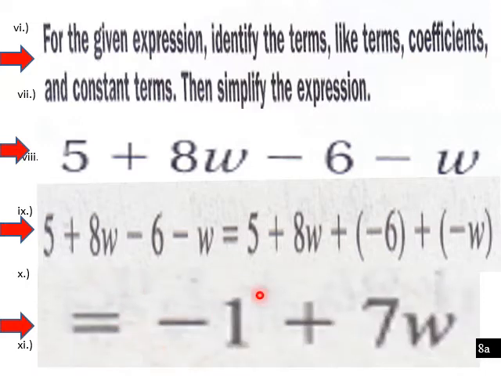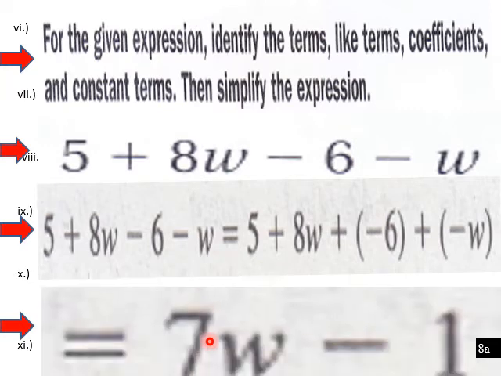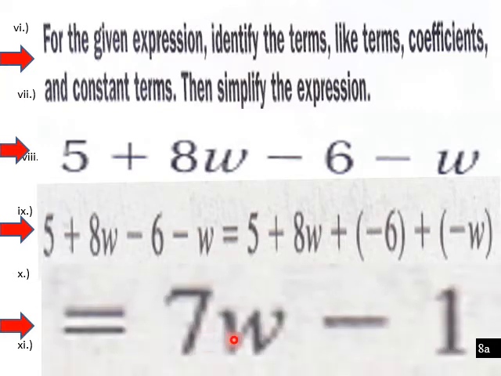And then we come up with this. A -1 plus 7w would be the simplification of this original expression here. -6 and 5 would be -1, and then positive 8w and -w would be 7w. 7w minus 1. This is more of a standard form, a standard representation of this expression.